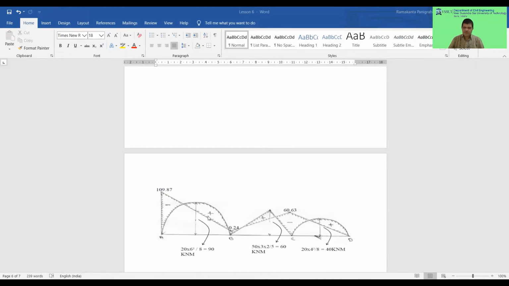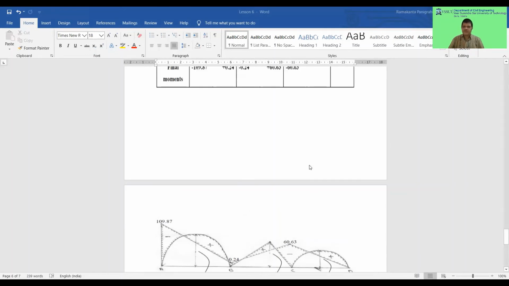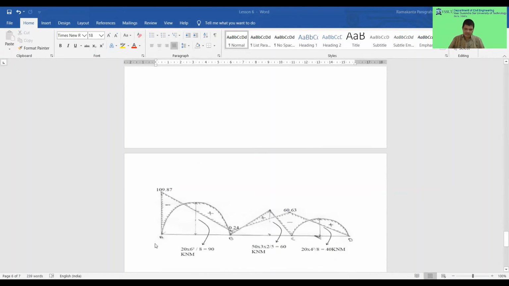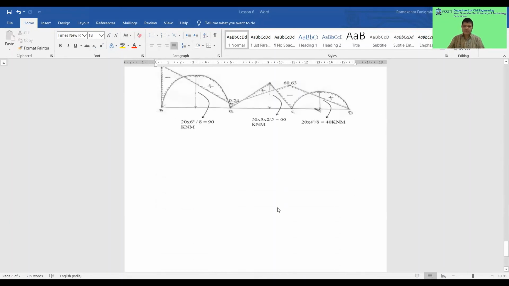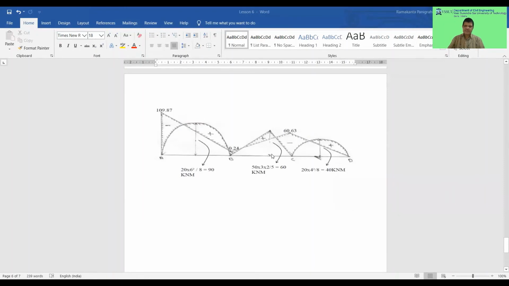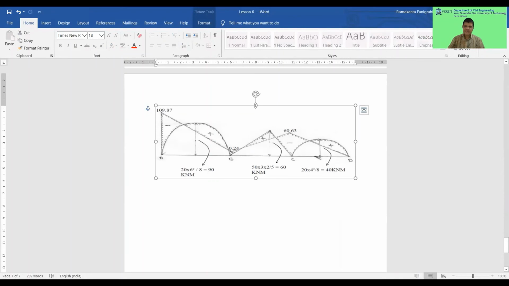With this you superimpose the bending moment for the simple solution. Simple solution means that the UDL here gives WL square by 8. You have also a UDL here, WL square by 8. Here you have a point load, so the value is WAB by L. So there is a point load at some distance, so you can put WAB by L as the value for this. Then you can find these diagrams. Okay, you can see this diagram now.